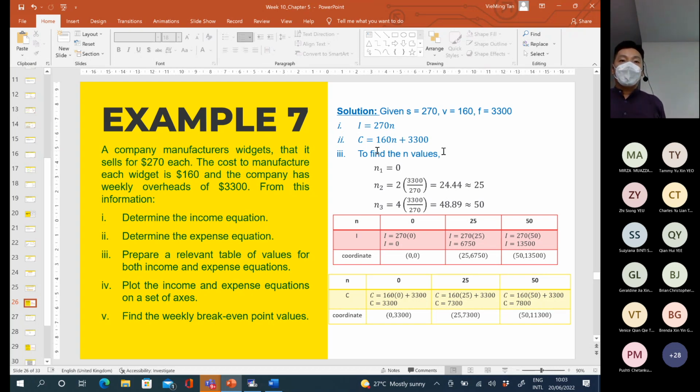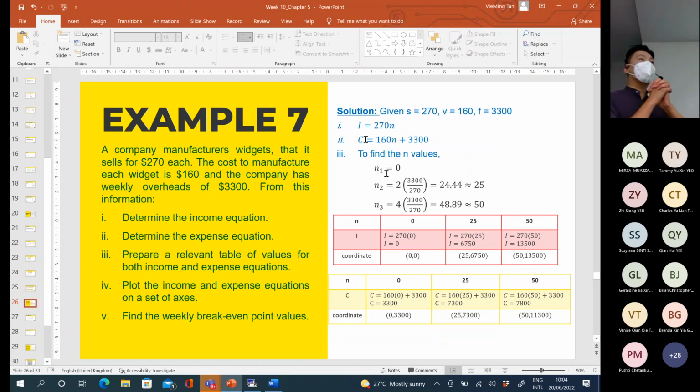Okay, part three. Part three is you are asked to prepare a table of values for both the income and expense equation. That means we need to calculate the coordinates. We need to identify the coordinates for the income equation and also the cost equation. So for each equation, we need to identify the coordinates. In order to present, it's better to have three coordinates for each equation.